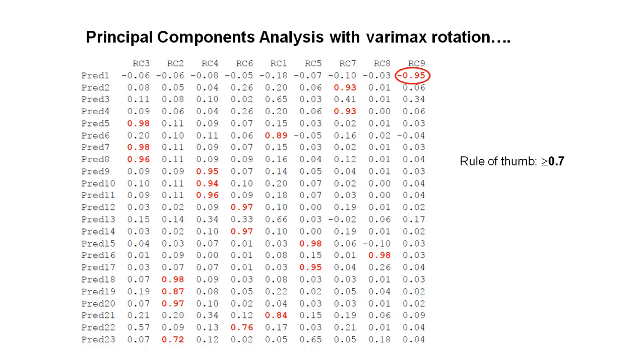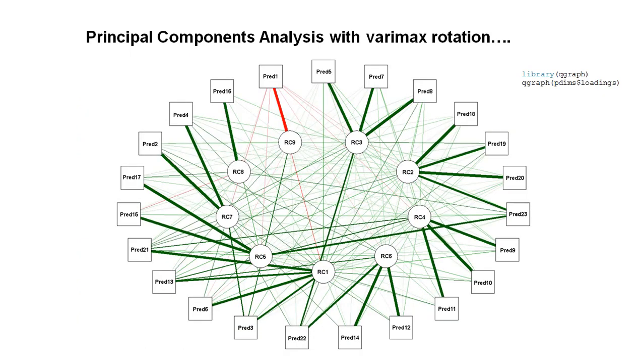Looking at RC9, only Pred 1 is strongly, negatively, correlated. Thus RC9 is predominantly the inverse of Pred 1. But RC4 has more than one predictor that strongly correlates with it. The same can be said for RC1 to RC7. That is, all those components with eigenvalues greater than 1 we saw earlier. Again, a graphic helps to visualize the loading matrix. Here we see how most rotated components are strongly associated with 2 or more predictors.